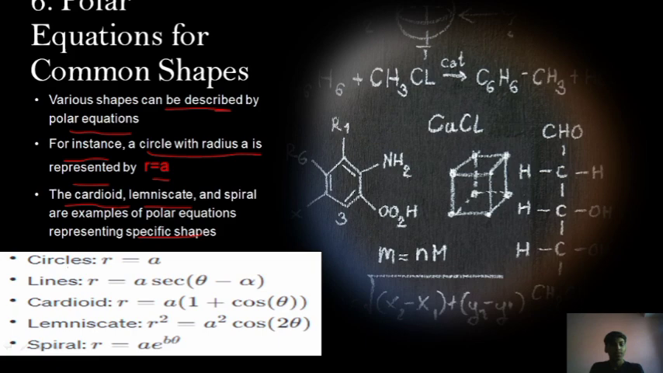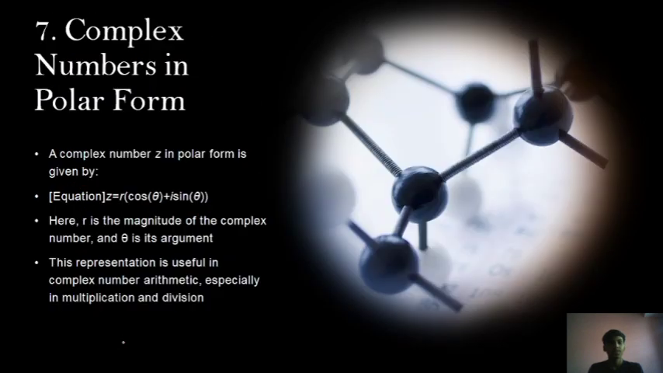Circle. The formula of a circle is r equals a. Lines. r equals a sec of (theta minus alpha). Cardioid. r equals a(1 plus cos theta). Lemniscate. r square equals a square cos 2 theta. Spiral. r equals a e power b theta.